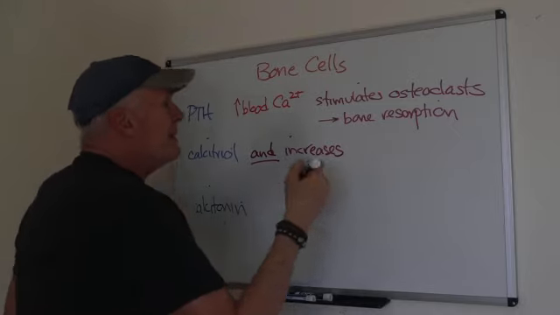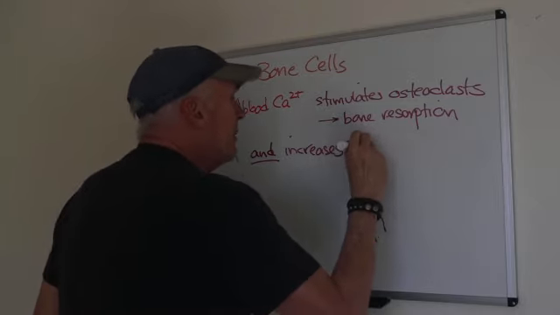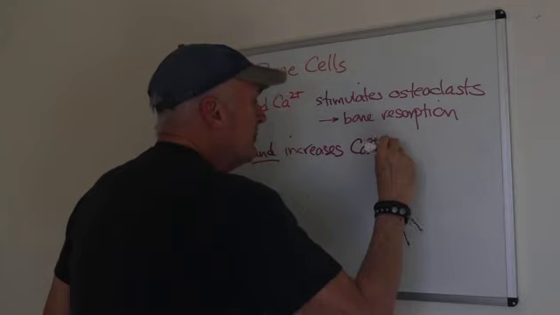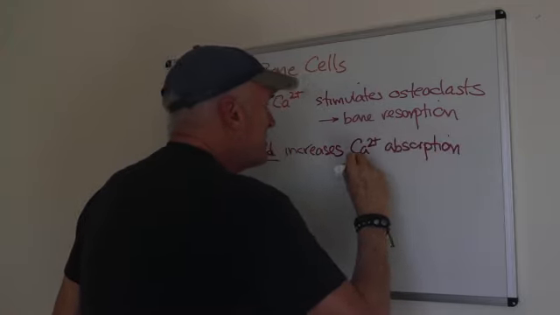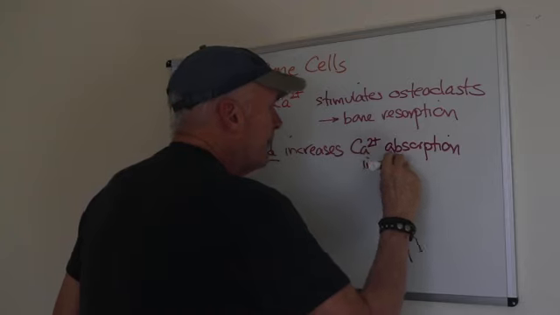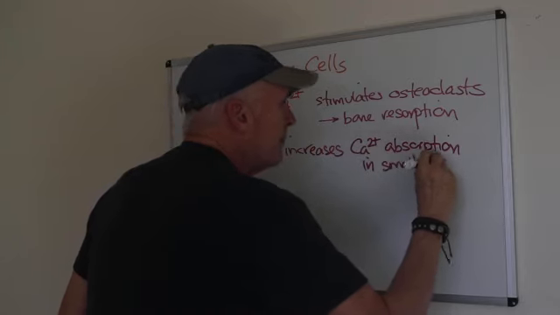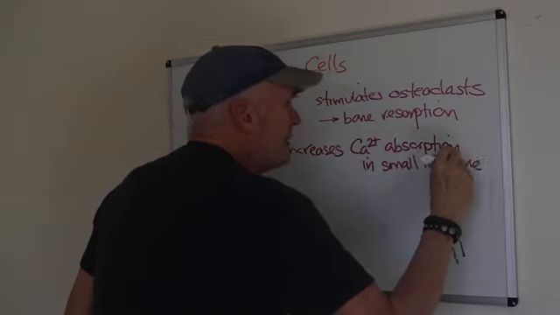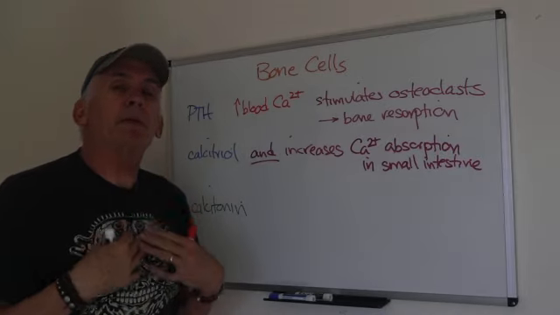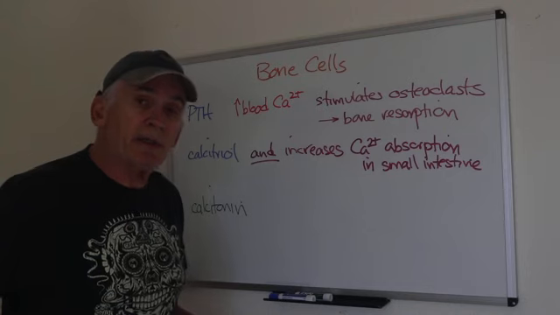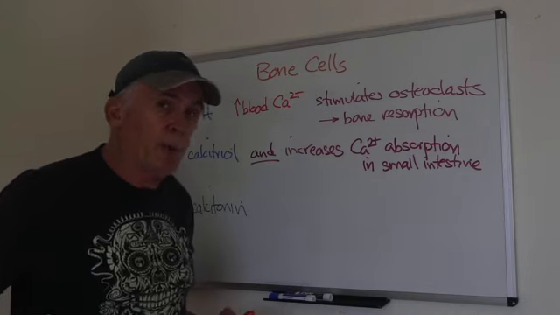It increases calcium absorption in the small intestine. So when you eat food, that food goes down your esophagus, into your stomach, into your small intestine. The small intestine is where we absorb nutrients into our blood.